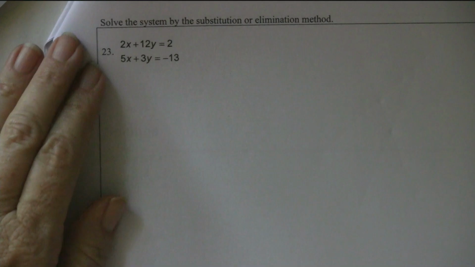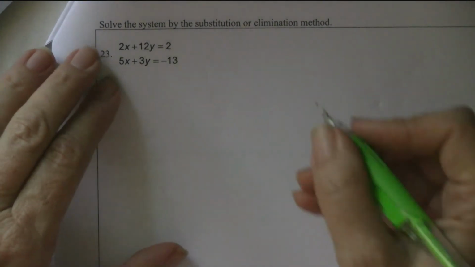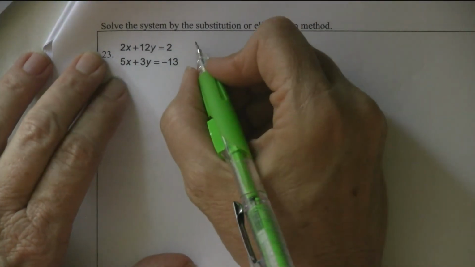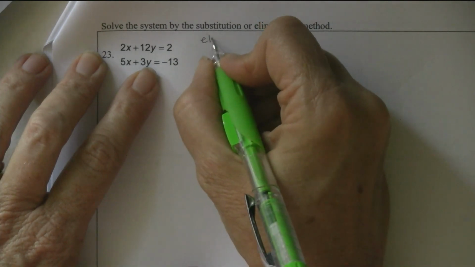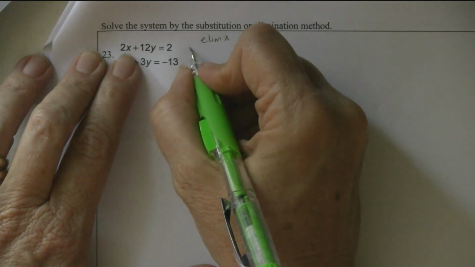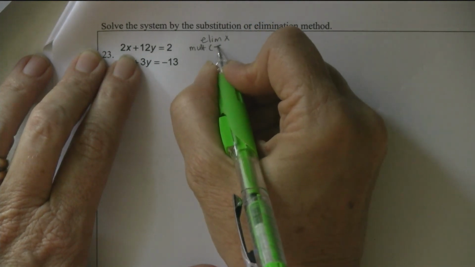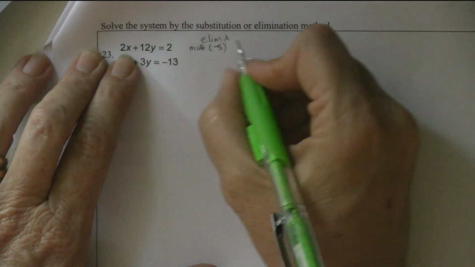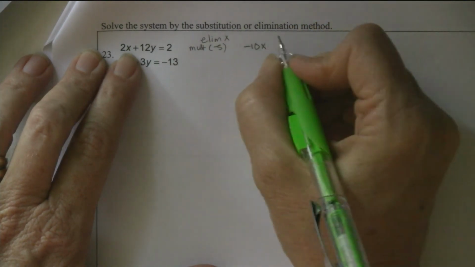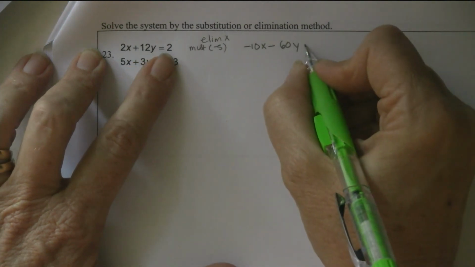Okay, so this is 23, and it said that I can use whatever substitution or elimination. It's set up to use elimination, so I think I will eliminate x. When I eliminate x, I'm going to be multiplying this equation by -5. So every piece, -5 makes -10x, -60y, and -10.